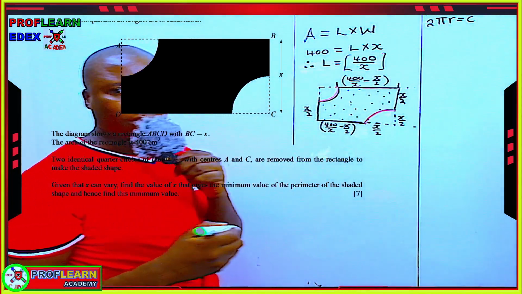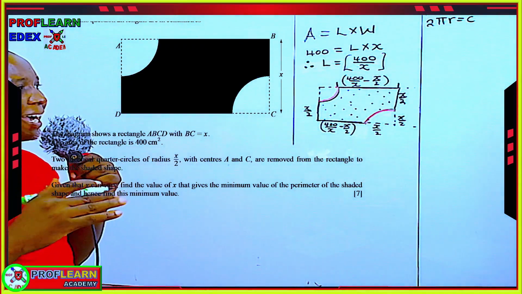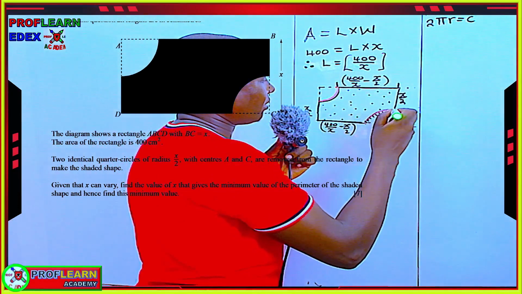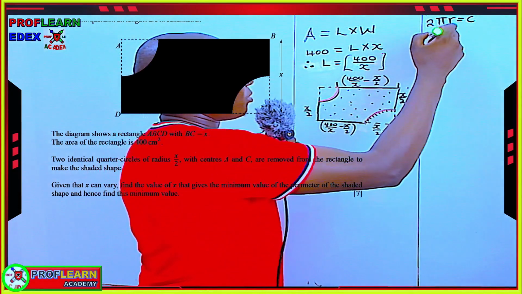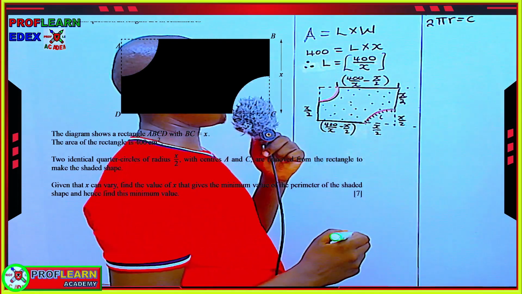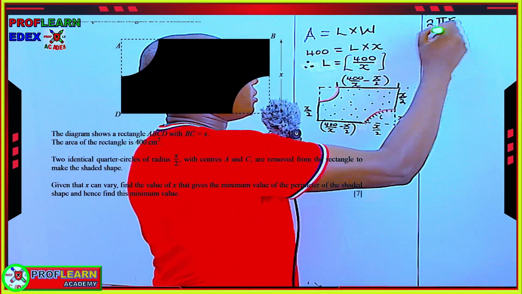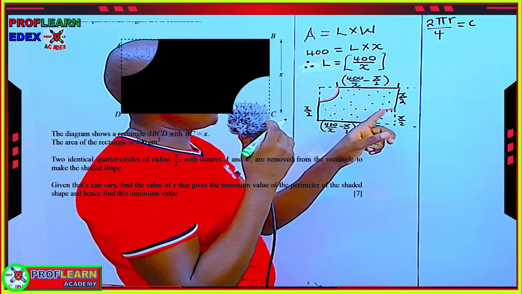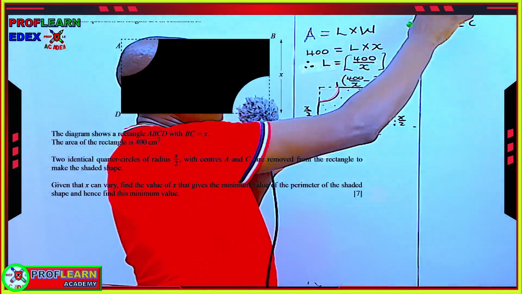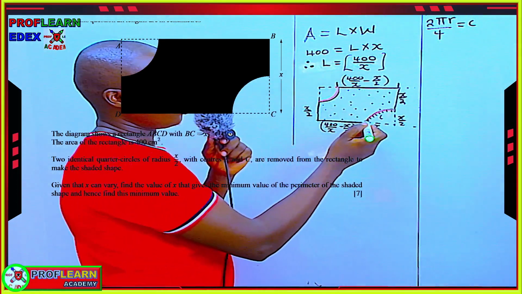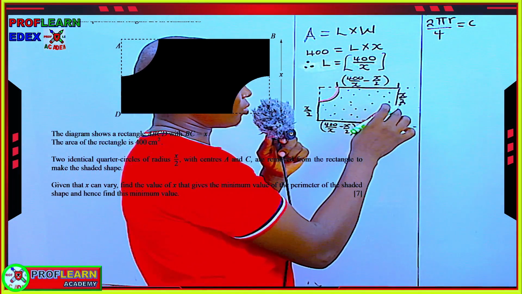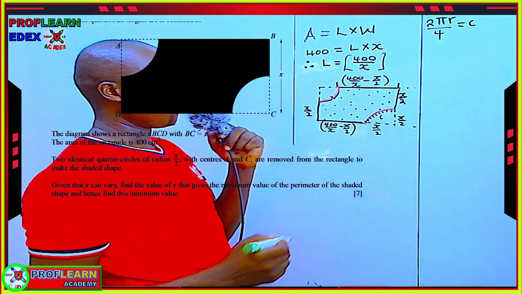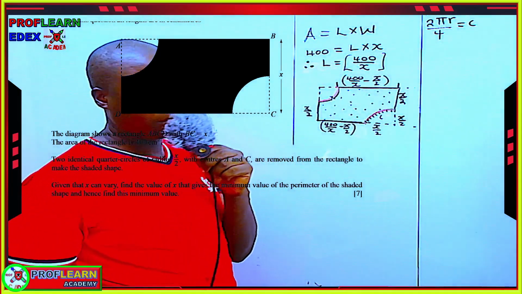But if we are talking of a quarter of a circle, then this distance that we are talking about here is a quarter of a circle. Let me call it c. This distance c is going to be the circumference of a circle over 4. But remember there are two of them, so we multiply by 2, so that we take care of this one and this one here, and then add the distance around to find the perimeter.